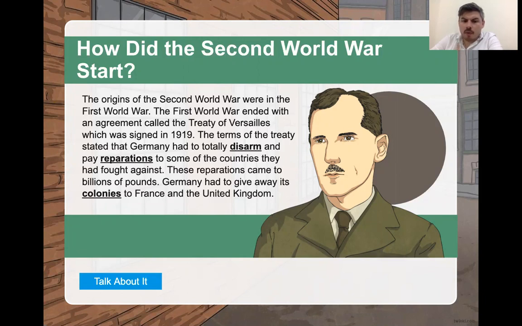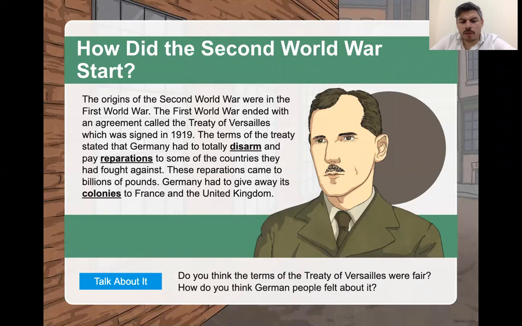They had to take all of the blame for the war. They had to totally disarm. They had to have no air force. They had to pay reparations for the whole war. And they had to give away their colonies to France and England. And they lost land. German people were now living in countries such as Poland. So this was a major annoyance for the German people.